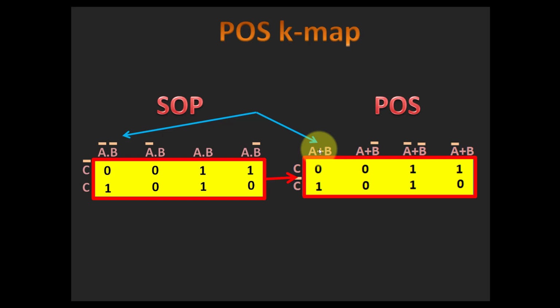The changes are here. A bar dot B bar becomes A or B, then A bar dot B becomes A or B bar, then this A dot B becomes A bar plus B bar, and this A dot B bar becomes A bar plus B, and this C bar becomes C and C becomes C bar. This is how we draw the SOP and POS K map.